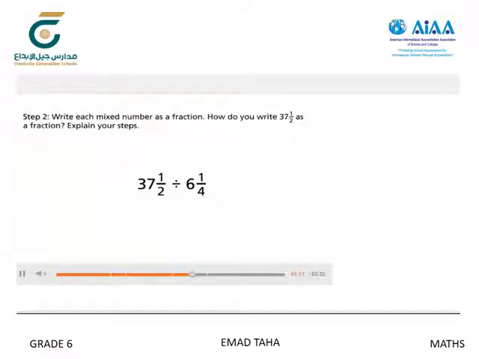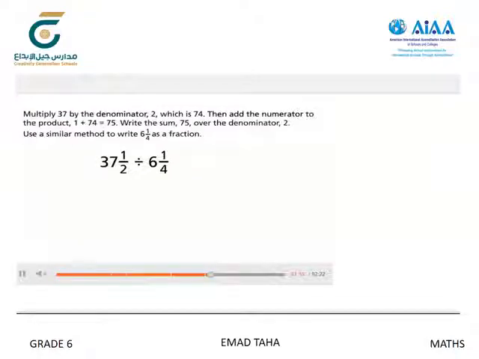Step 2. Write each mixed number as a fraction. How do you write 37 1/2 as a fraction? Explain your steps. Multiply 37 by the denominator, 2, which is 74. Then add the numerator to the product. 1 plus 74 equals 75. Write the sum, 75, over the denominator, 2. Use a similar method to write 6 1/4 as a fraction.